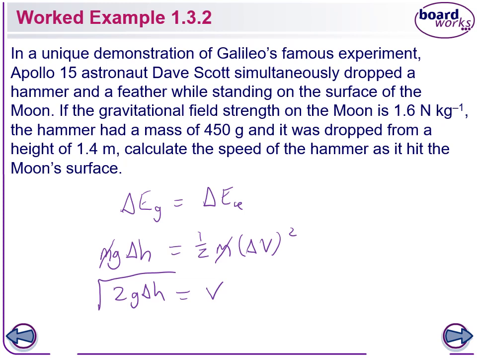So let's do this. 2 times g, don't be fooled here, g is 1.6. The height is 1.4. Yep, that's what I get. 2.12 meters per second.